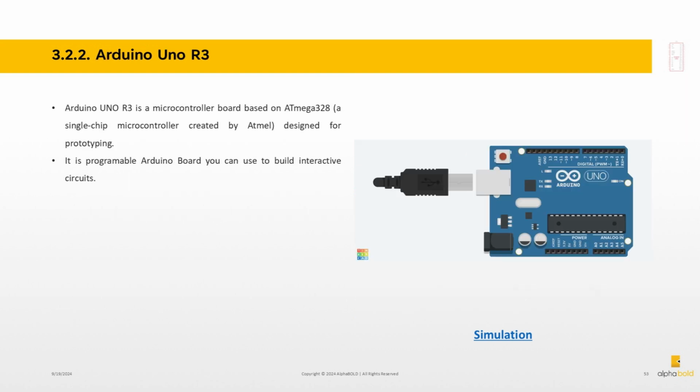Arduino Uno R3 is a microcontroller board based on ATmega328, a single-chip microcontroller created by Atmel, designed for prototyping. It is a programmable Arduino board you can use to build interactive circuits.